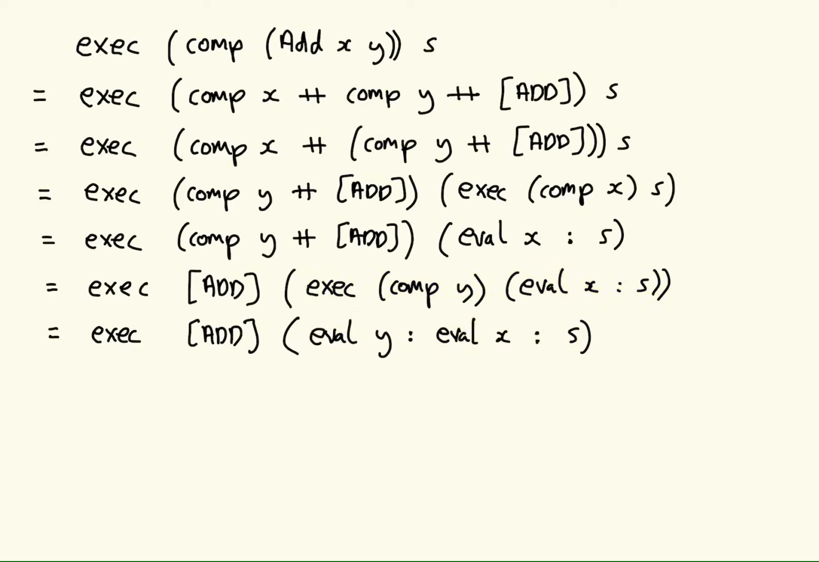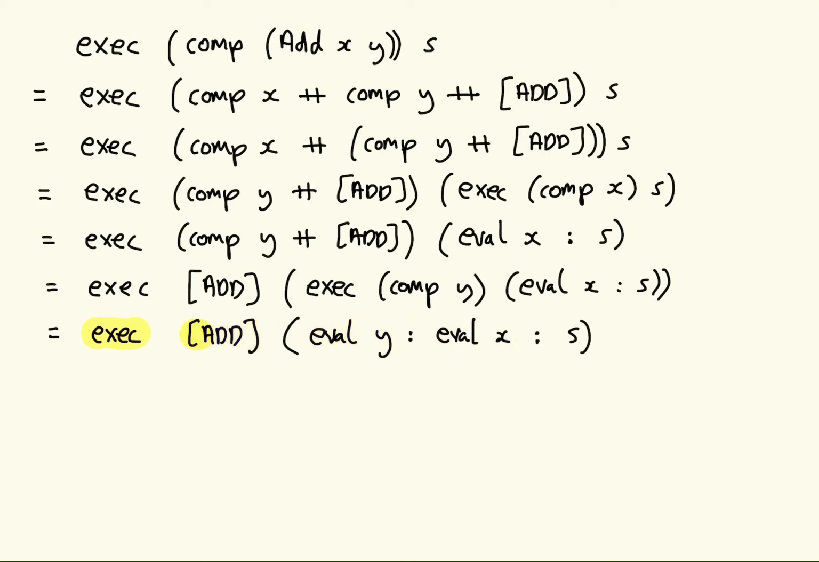So we've nearly completed the proof now. We just need to wrap things up. So the next thing we can do is actually perform the execution of the addition. Remember what add does is it takes two things on the stack. So here we have eval of y and eval of x, and it's going to add them together and put them back on the stack.